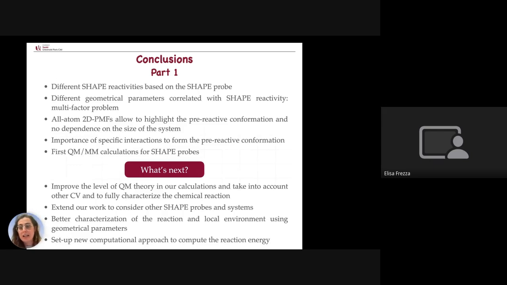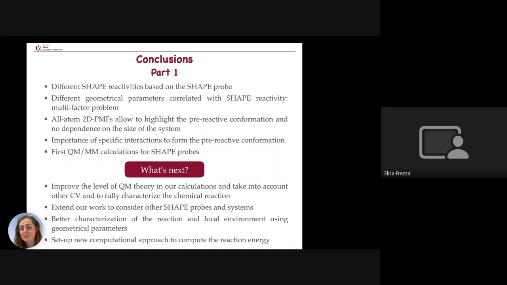And we have also the PMF that allows to identify and highlight the reactive formation dependence on the sides of the problem. I didn't have time to show you that, but also this is quite important. You also observe the importance of specific interaction to form reactive conformations, and also we computed the first QM/MM calculation of shape probes. What's next?